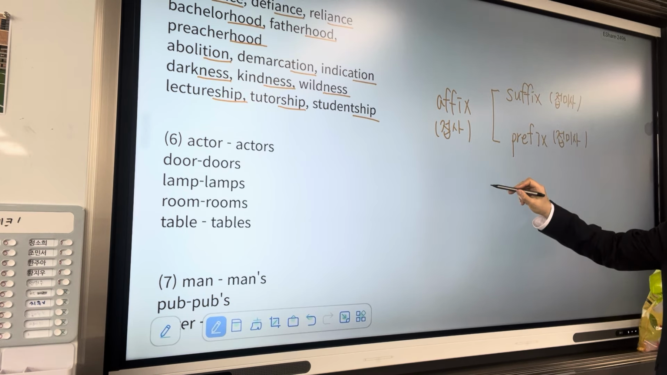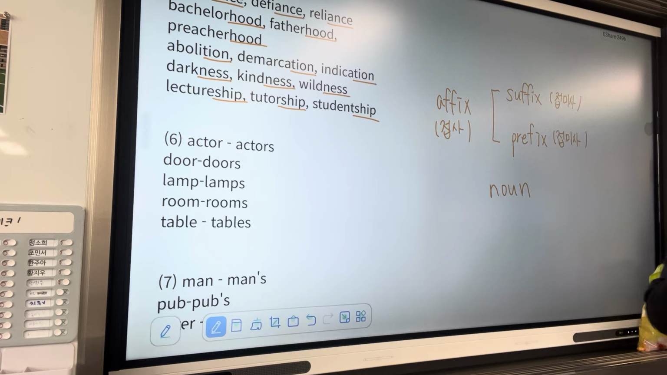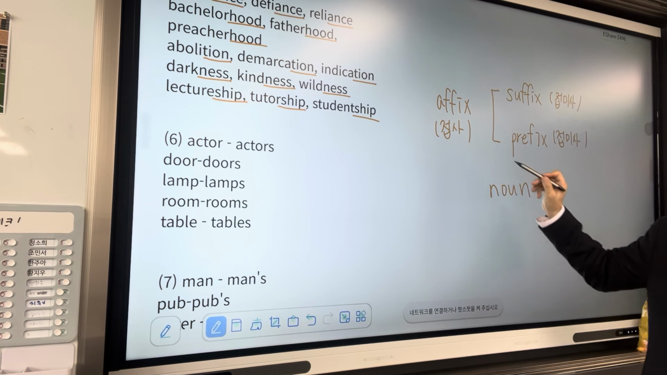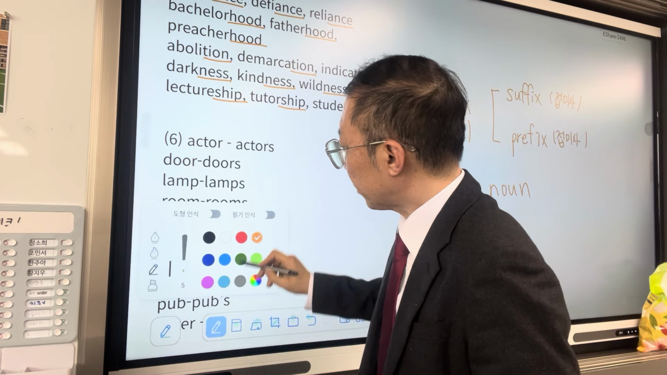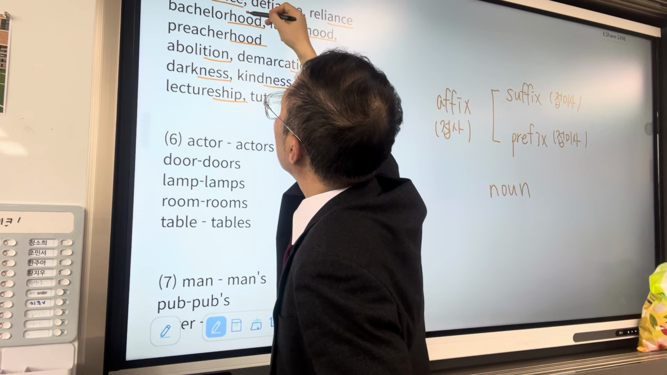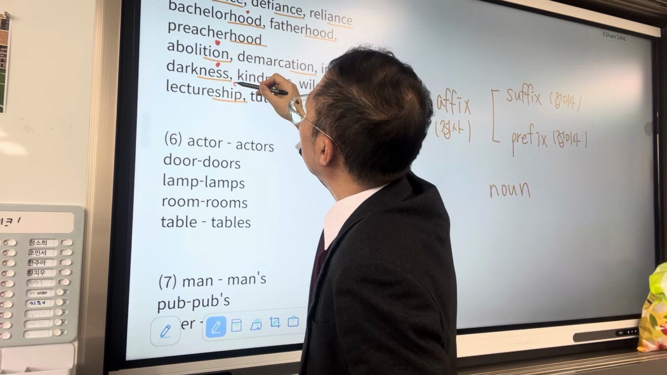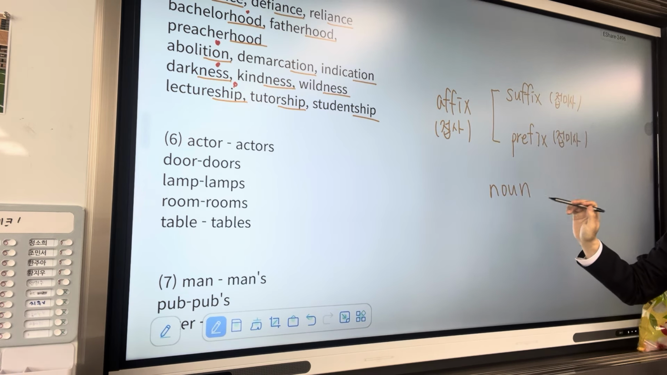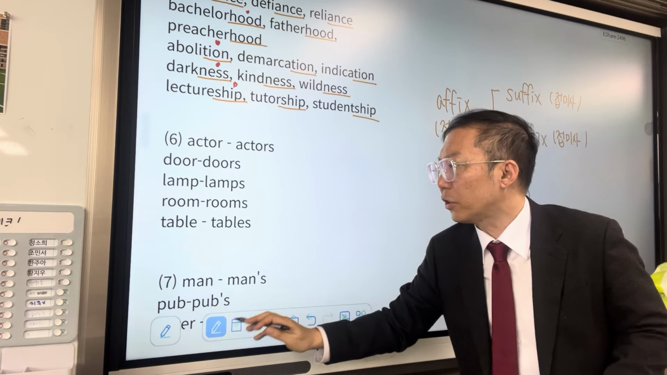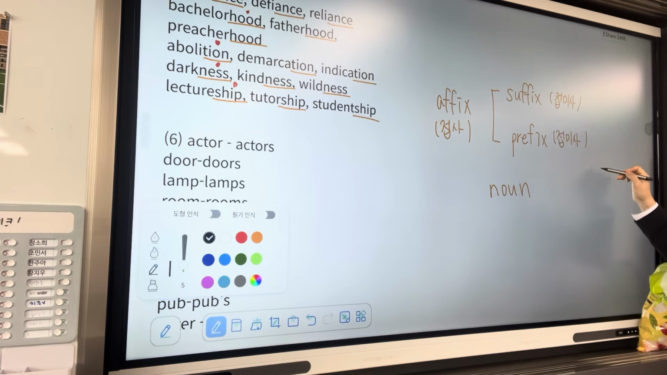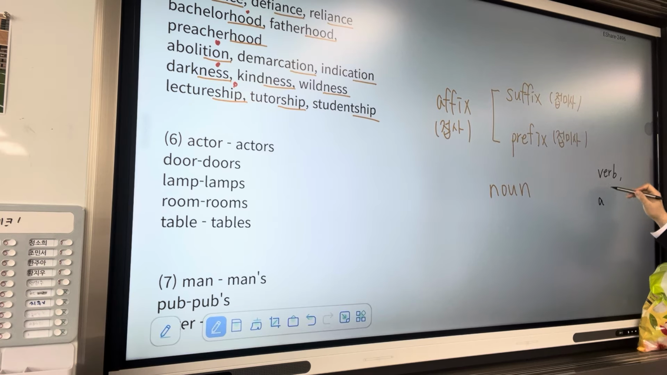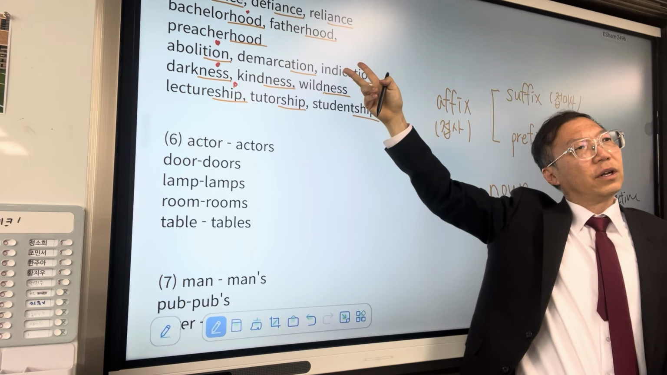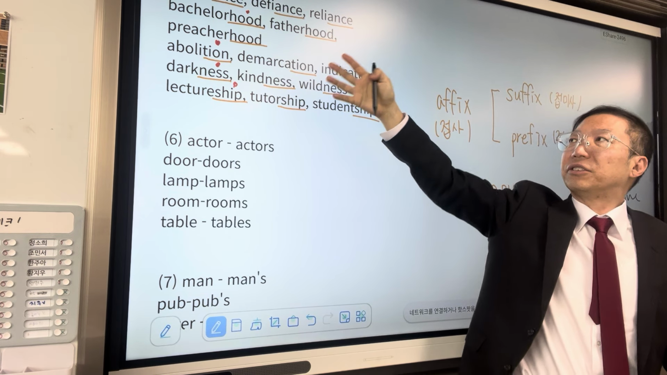So noun classes, in terms of form, in terms of shape, we can say that some nouns share the same suffix. These suffixes, -ness, -hood, -tion, -ship, they're typical suffixes which represent a noun class. Other word classes like verbs or adjectives don't share suffixes. It's only nouns that sometimes share the same suffixes.